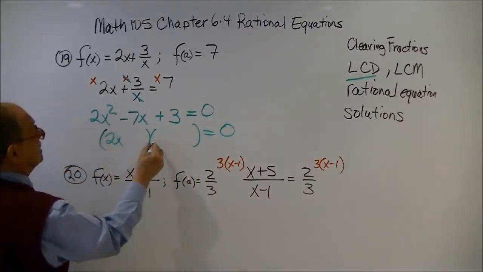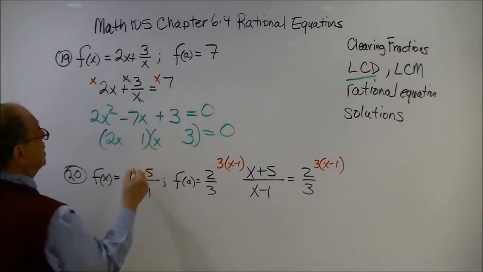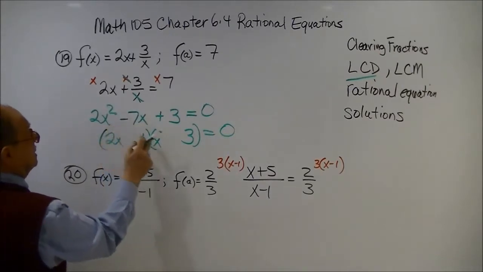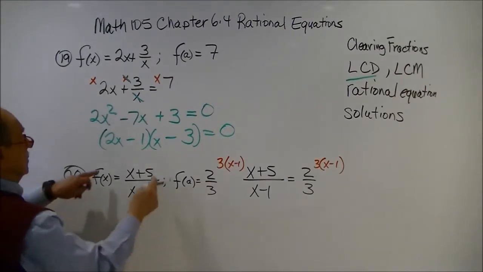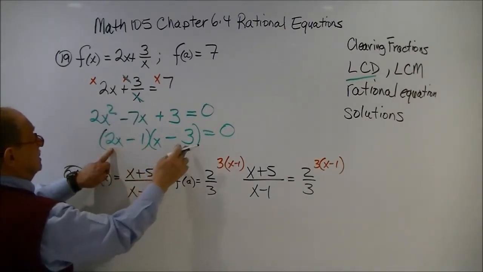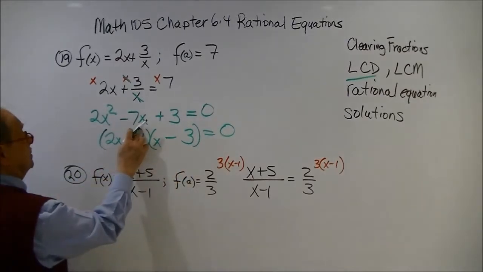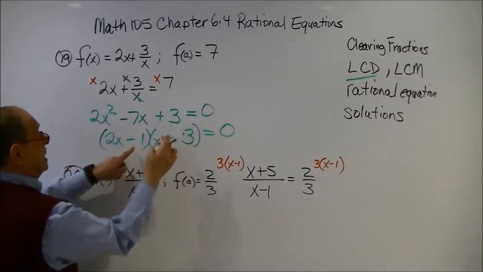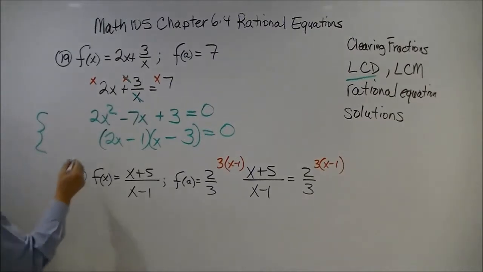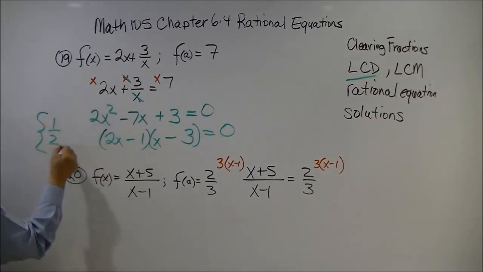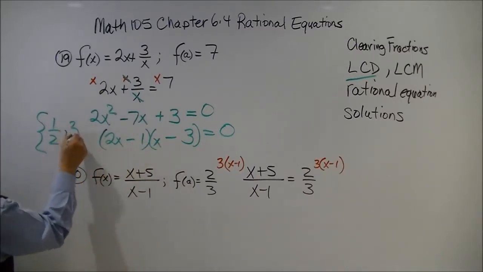So 2x, x, 3 and 1, and they both need to be negative. So when I FOIL, that checks. A negative 6x, a negative 1x, add up to a negative 7x, my last positive 3. So my answer set will be, this is going to be a positive 1/2. Transpose that, divide by 2, and this will be a 3.